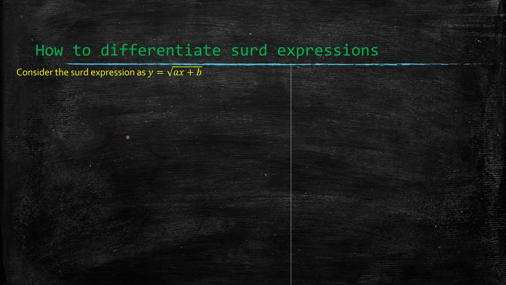Let us consider a surd expression in the form y is equal to square root of ax plus b. Of course, our very first step is to introduce small increments, and it becomes y plus small change in y is equal to square root of a into x plus small change in x, then plus b. Then we make small change in y the subject, whereby it becomes square root of a into x plus small change in x plus b, minus square root of ax plus b.